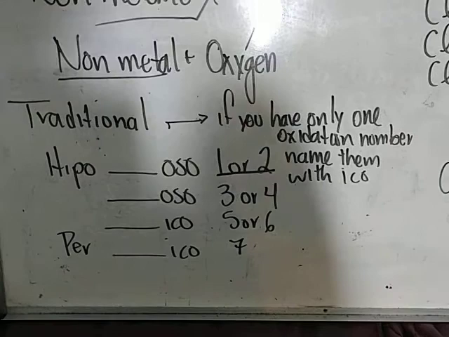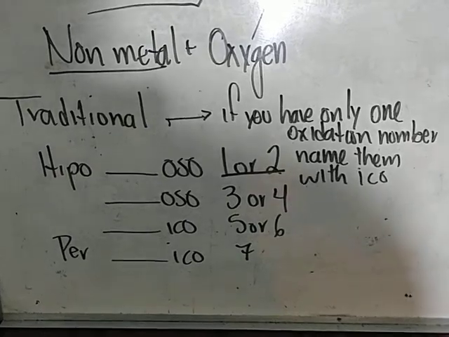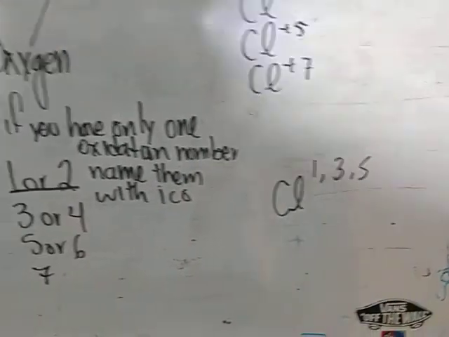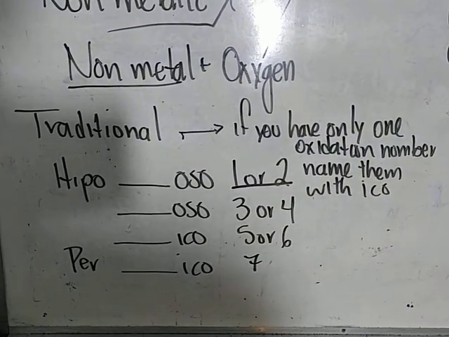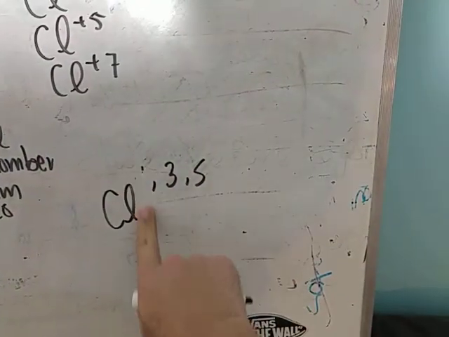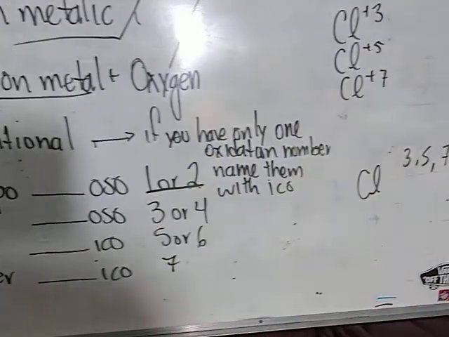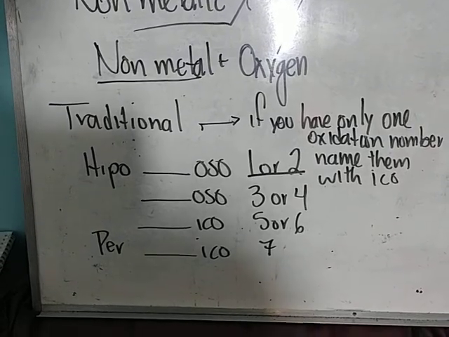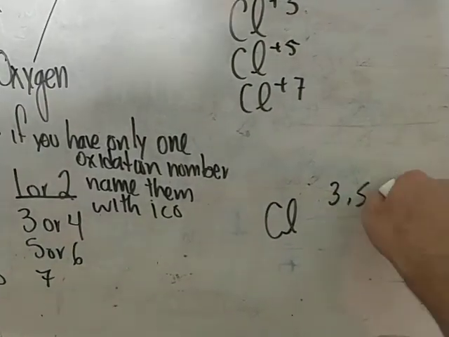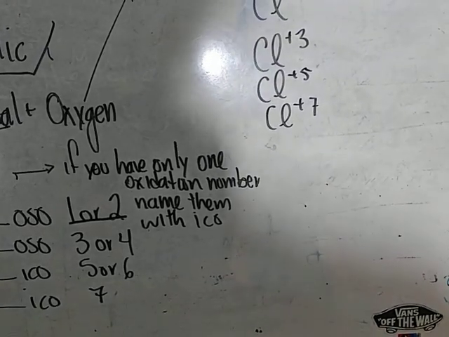Be careful. This one is not a rule. It's possible to have, for example, the chlorine. If they only go up to 7, I work only with hypo-oso, oso, and ico. Per-ico, no. Or if I have the chlorine with 1, they don't work with 1, only 3, 5, and 7, I will work with per-ico and oso. You have to be careful, okay, when working in that situation. If they only have 1 oxidation number, you're going to name it as ico, okay?